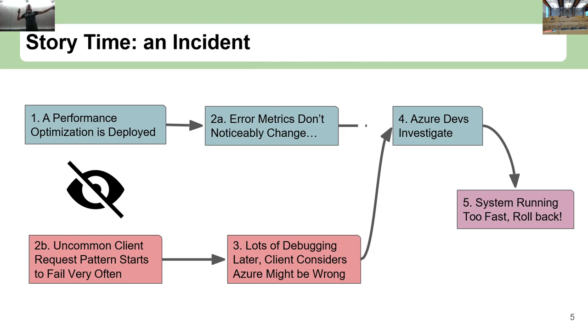Some people did a performance optimization. Oh, look, another one. And deployed it, and nothing important happened. And, you know, dot, dot, dot. And then someone started seeing their thing fail really often. Now, the problem basically turned out to be a noise floor issue. One person did a thing that was common for them and rare for the world.